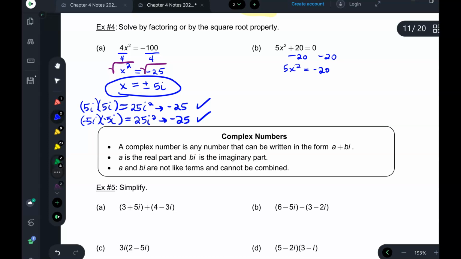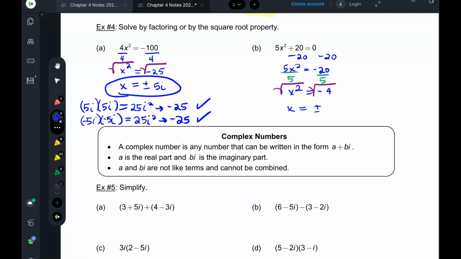And then we'll divide both sides by... Okay, so what do we get here? X squared equals -4? Yeah. And then when I take the square root, okay, don't forget the plus or minus. The square root of -4 will give us plus or minus 2i.